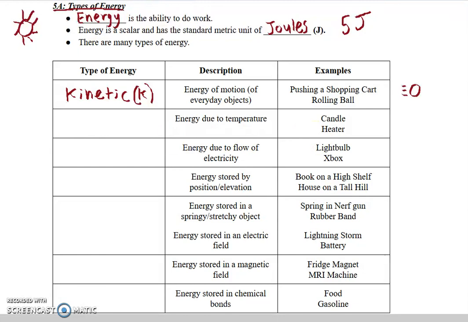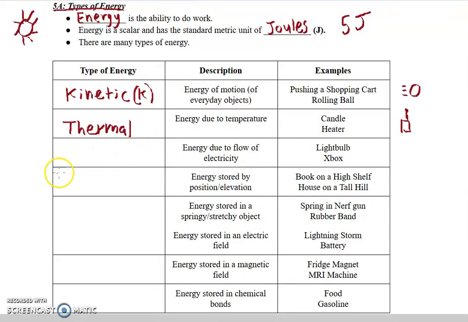The next type of energy is thermal energy. And it is going to be energy due to temperature. So if something has an elevated temperature, it's going to have thermal energy. So a good example is a candle, a heater. So anything like that is going to have thermal energy.